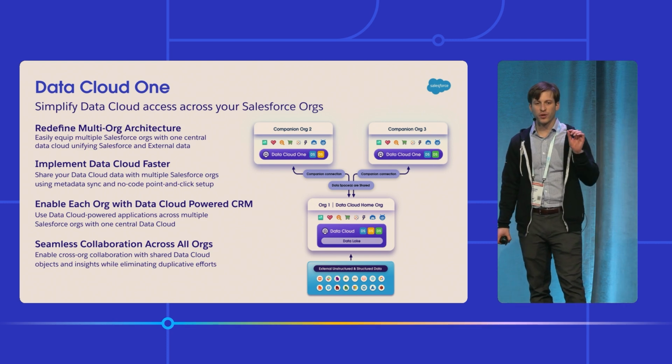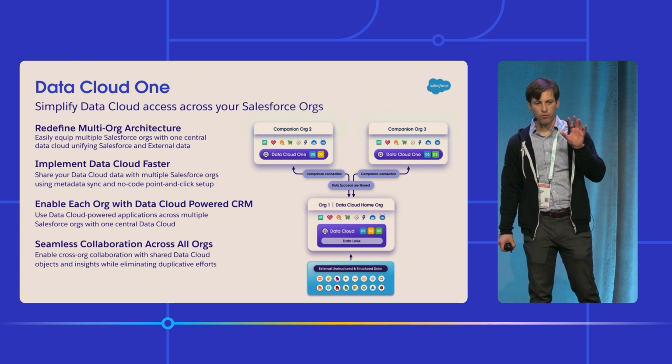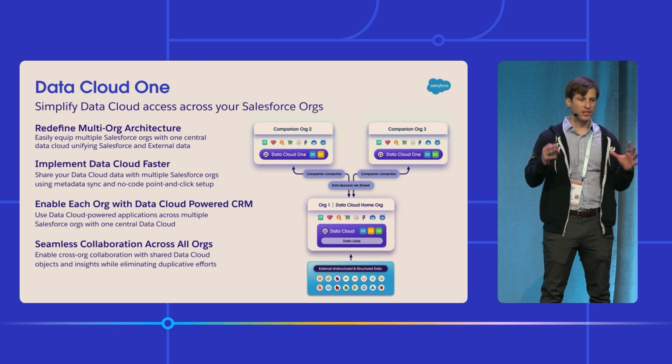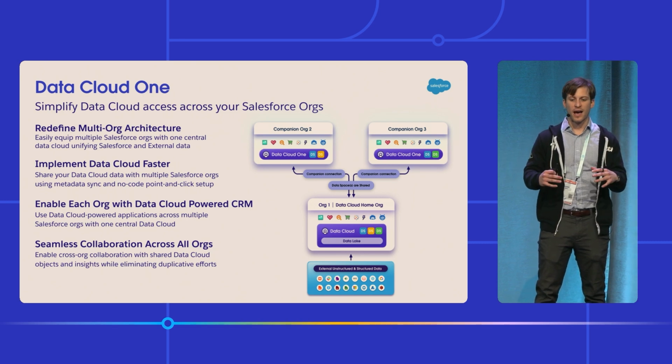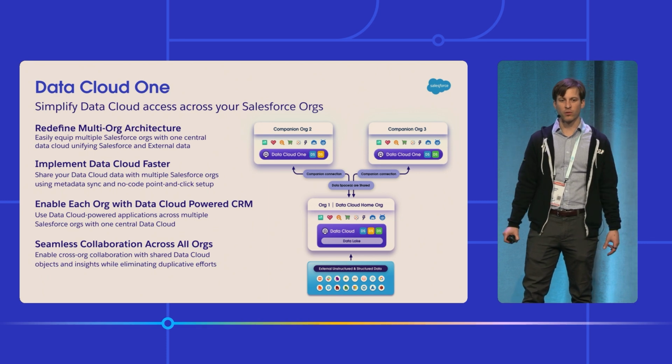Not only that, but we've created a point-and-click experience, right? The key concept here is you're going to have one org that we call your home org. This is where you have Data Cloud, where you're bringing all your data in. And then you can link up what we call your line of business or different companion orgs.